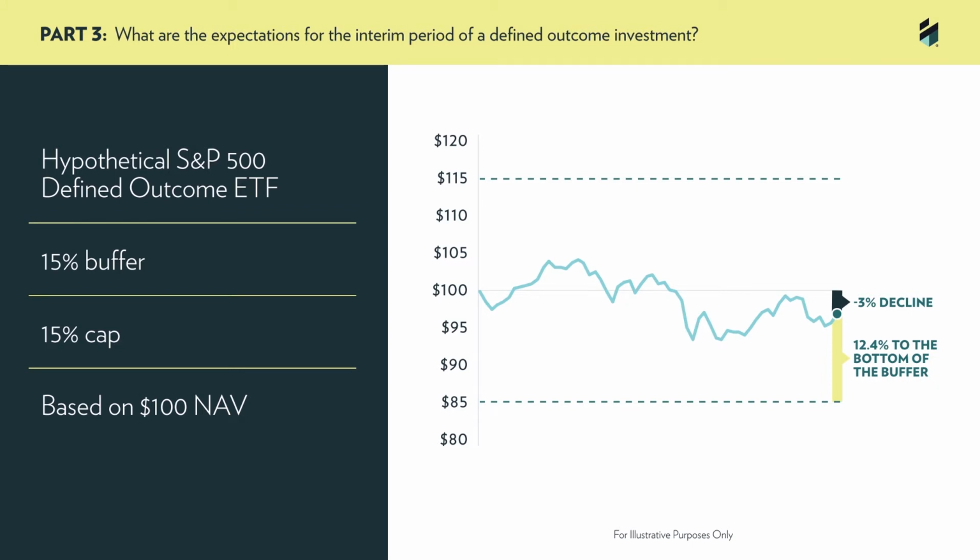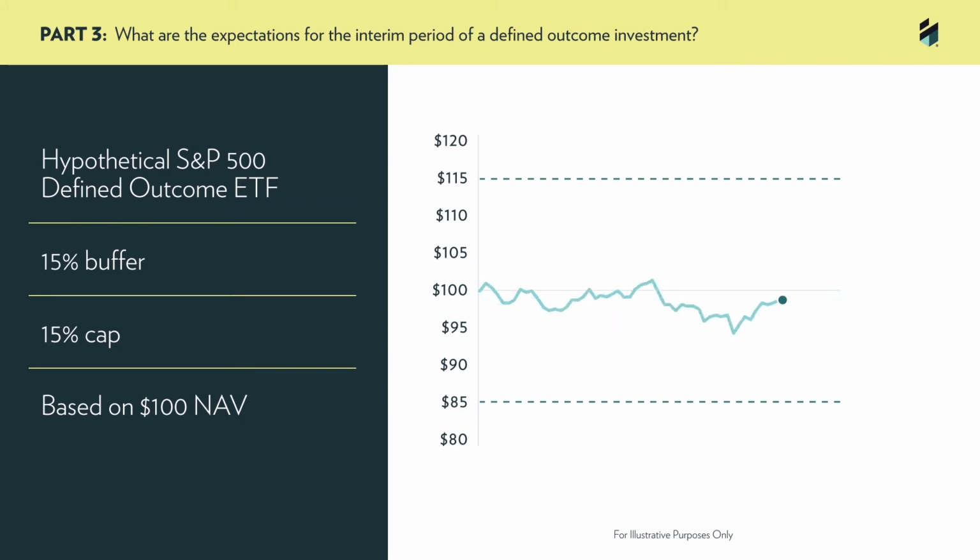Similarly, if the price of the ETF rises to $103, the cap and buffer percentages would change accordingly. Based on the ETF's current price of $103, the cap price level of $115 is now 11.7% away. In this instance, while the buffer price level is $85, the ETF would need to incur a 2.5% loss, falling from $103 to $100 before entering the buffer zone.